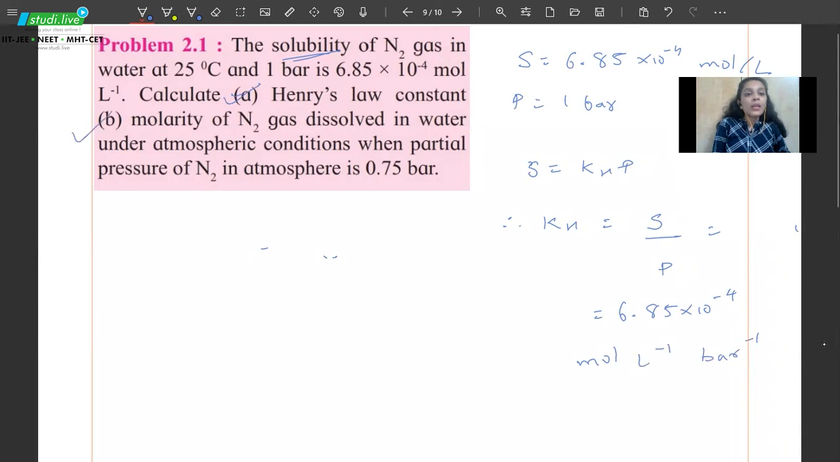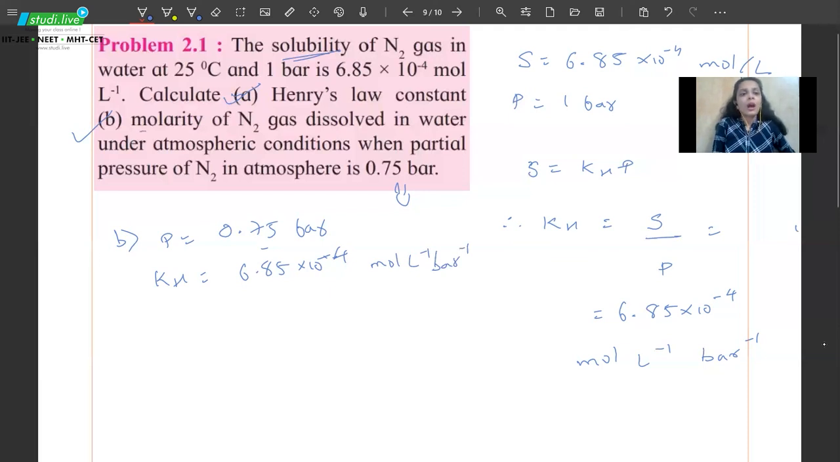Second is the molarity of nitrogen gas dissolved in water under atmospheric pressure conditions, when the partial pressure of nitrogen in the atmosphere is 0.75 bar. It's a little bit trickier one. So this is the pressure they have given us for part B: the pressure is 0.75 bar. The same condition is given, so KH is equal to 6.85 into 10 raised to minus 4. Units are important, as I said, moles per liter per bar. Am I right? Yes. Okay.